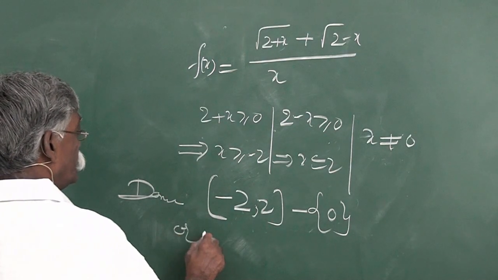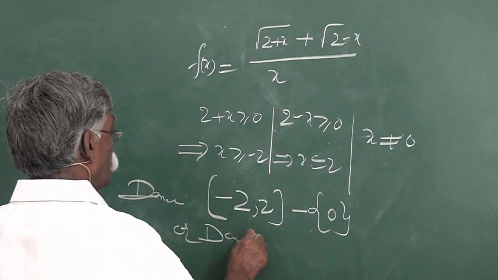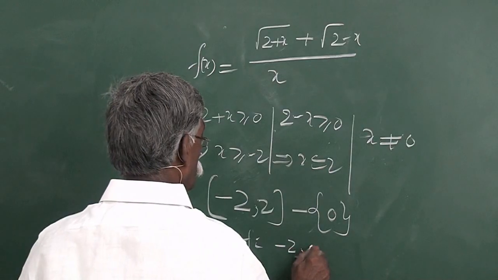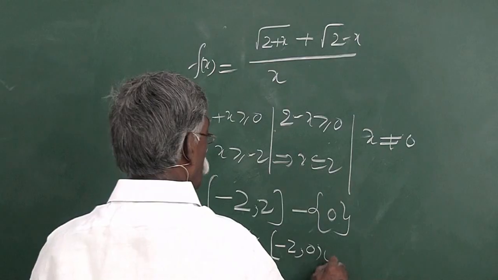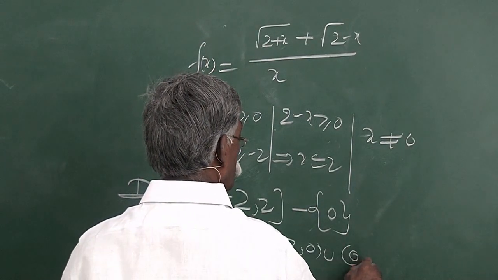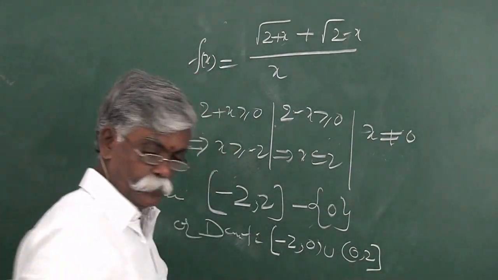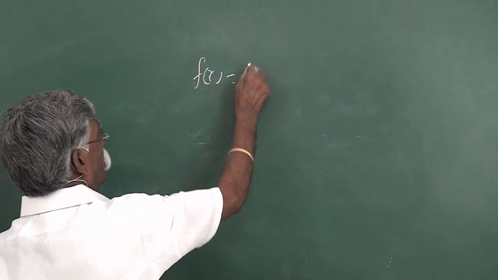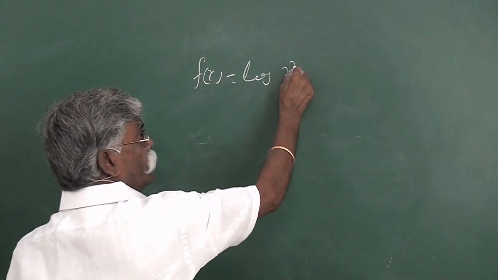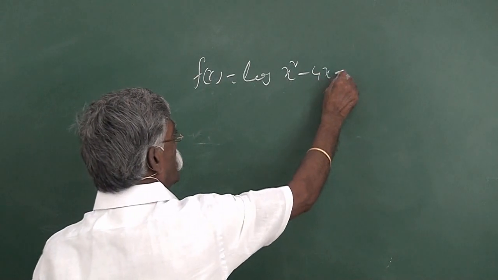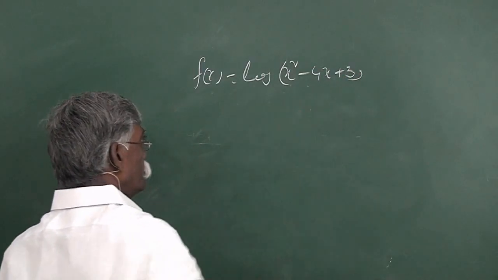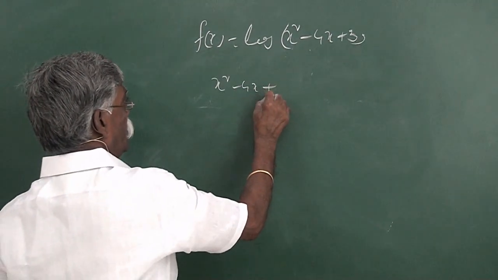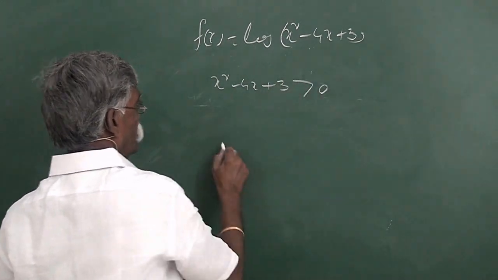Or domain f is equal to minus 2 to 0 union 0 to 2. Now f of x is equal to log of x square minus 4x plus 3. x square minus 4x plus 3 should be greater than 0.